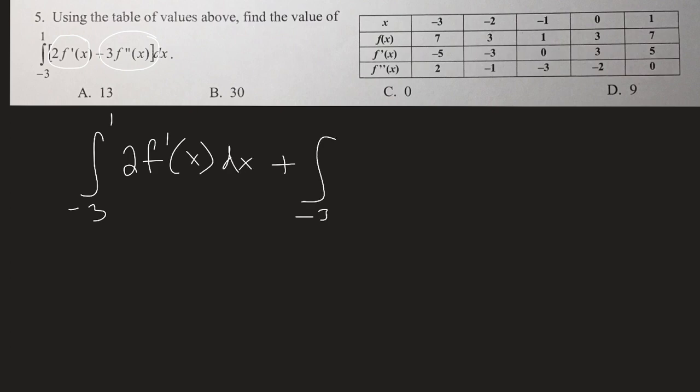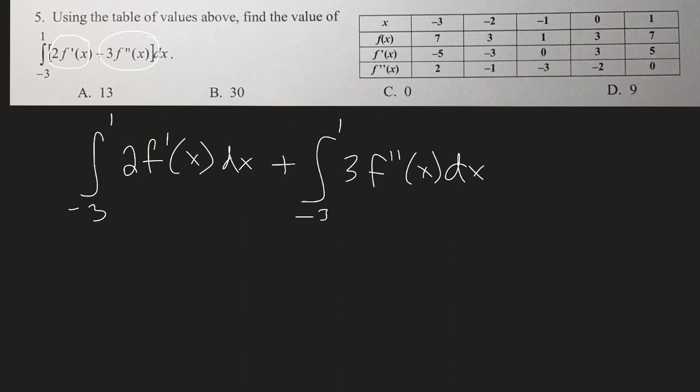So here we're asked to find the value of an integral of a sum of 2 functions, right? So we have 2f prime plus 3f double prime. Okay, so once again, we can use that property of integrals and break this into 2. I want my f to be normal. So the integral from -3 to 1 of 2f primes plus the integral from -3 to 1 of 3f double primes.